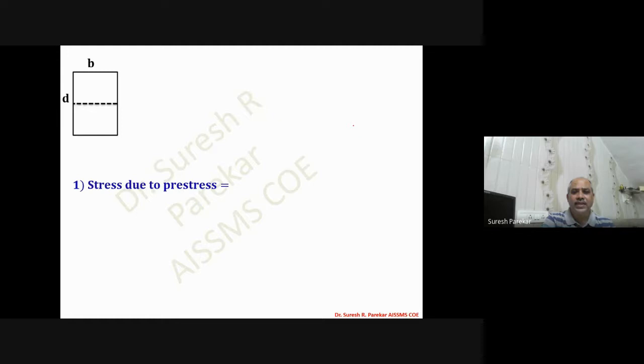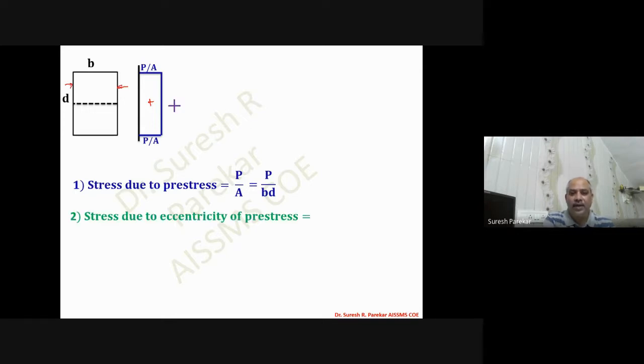Now we have the stress due to pre-stress, P by A, which will be compression throughout. So this will be plus. And as we have the pre-stress C line above the centroidal axis, we have compression above the centroidal axis and tension below the centroidal axis.